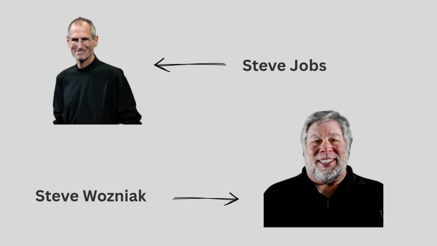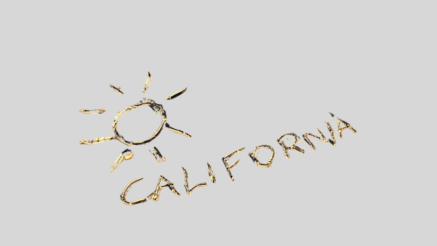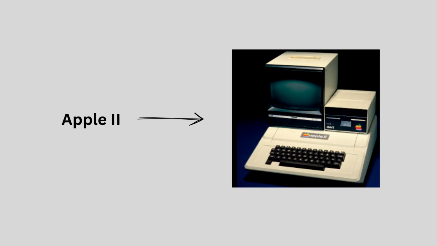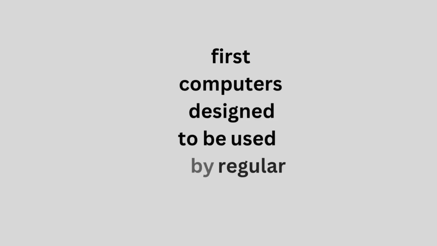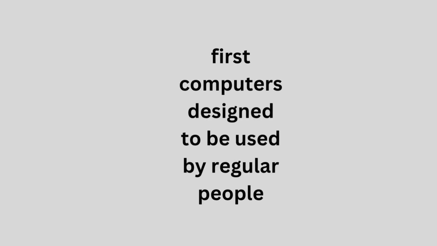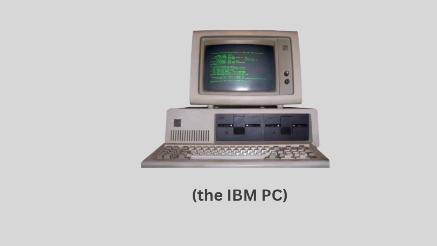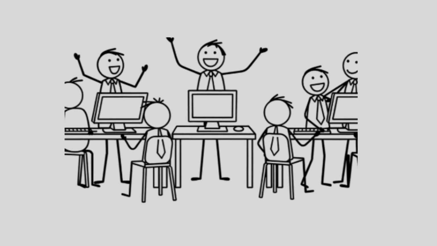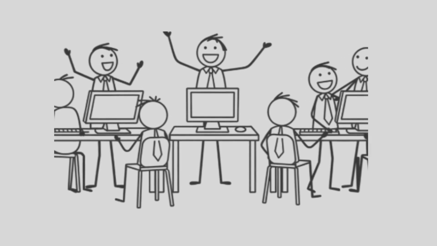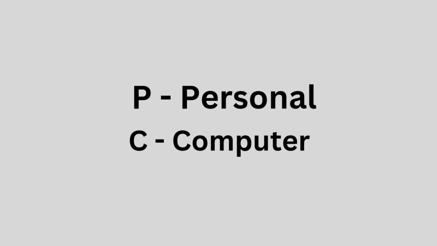1976, Steve Jobs and Steve Wozniak, working out of a garage in California, built the Apple I, and then the Apple II. These were among the first computers designed to be used by regular people, not just engineers. 1981, IBM releases its personal computer, the IBM PC. And this is the moment personal computers go mainstream for businesses. The term PC that we still use today comes from this.